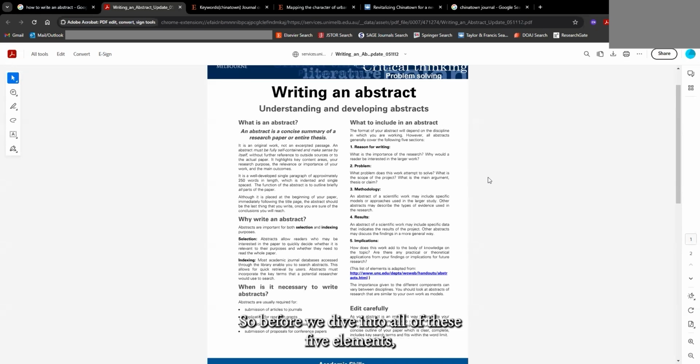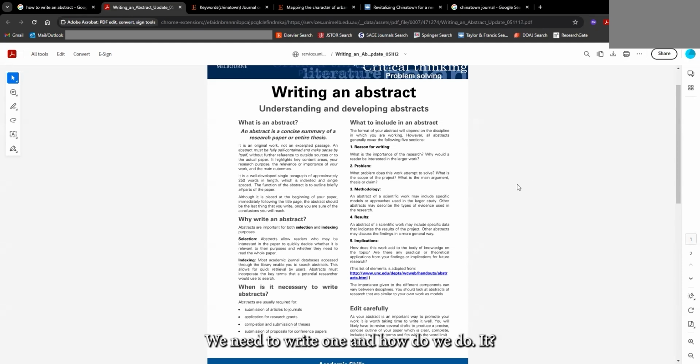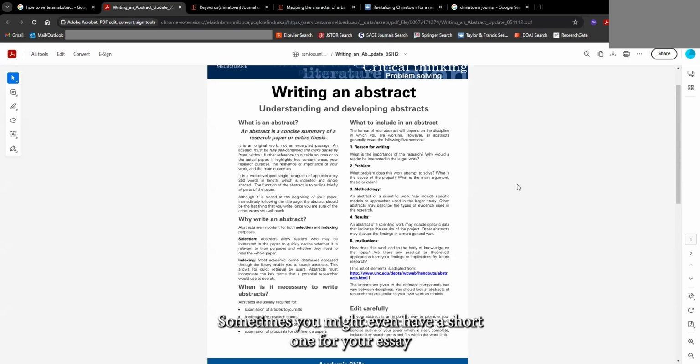Before we dive into all of these 5 elements, let's make it very clear what exactly an abstract is. We've all heard this term many, many times, I believe. Presumably the reason you're here today is to look at why we need to write one and how we do it. Firstly, an abstract is a concise summary of a study or research paper. Sometimes you might even have a short one for your essay, your thesis submissions or your conference papers. Very important for those of you who wish to pursue an academic career.